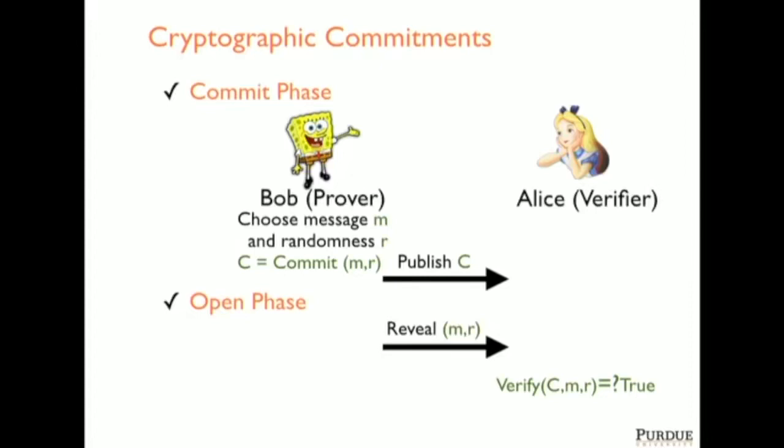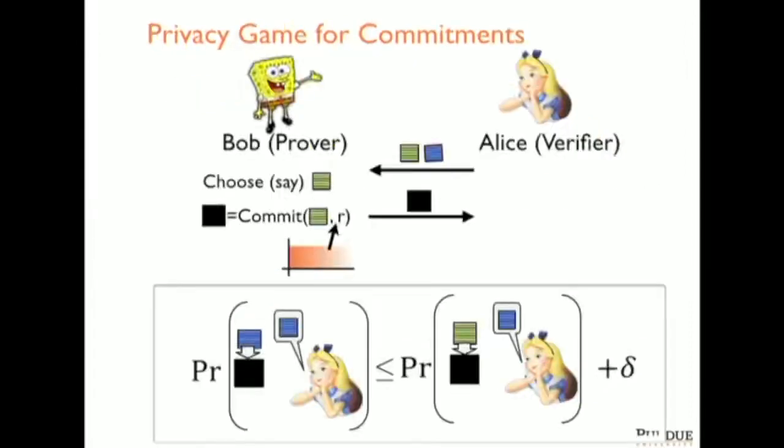And as you can see here, for our discussion we will be focusing on the privacy property, which we can explain with this simple example, where we assume that our adversary, which will be the verifier over here, is going to pick the messages. So Alice here picked two messages, a green message and a blue message, and sends those two messages to the prover Bob.